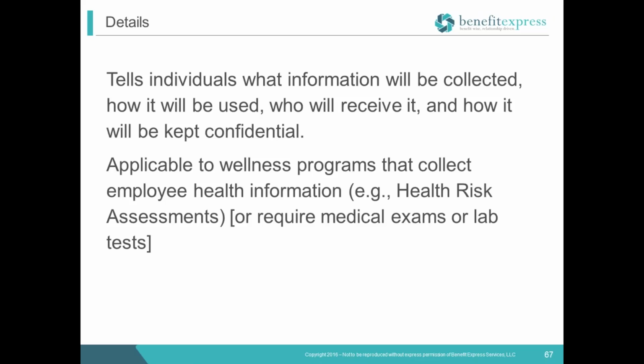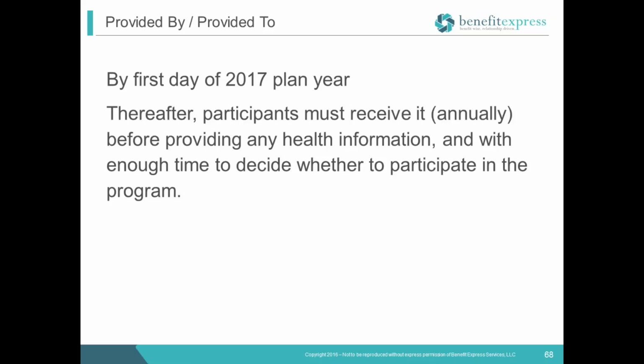It's applicable to wellness programs that collect employee health information. And most wellness programs do this, they have health risk assessments. And what most employers do, they have a third party collect the information. This has to be distributed by the first day of the 2017 plan year, so again, it's coming up very soon. Thereafter, employees must receive it annually before providing any health information and with enough time to decide whether to participate in the program. So this has to be given out with open enrollment material, but only if you're offering a wellness program.